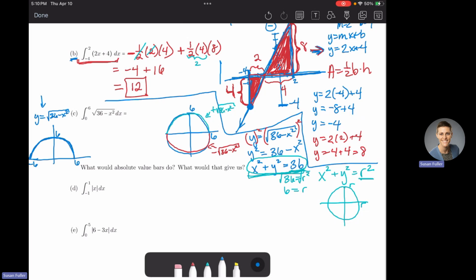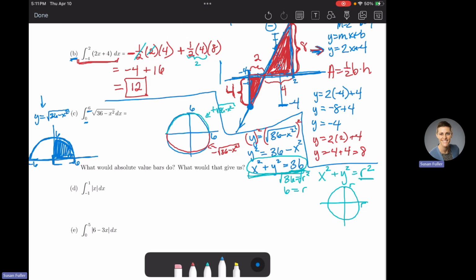It's the area trapped between that semicircle and the x-axis from x equals 0 to x equals 6. I only want the area from 0 to 6, and it's going to be the part trapped between the semicircle and the x-axis. So it's just going to be this section right here. It's a quarter of a circle with radius 6.